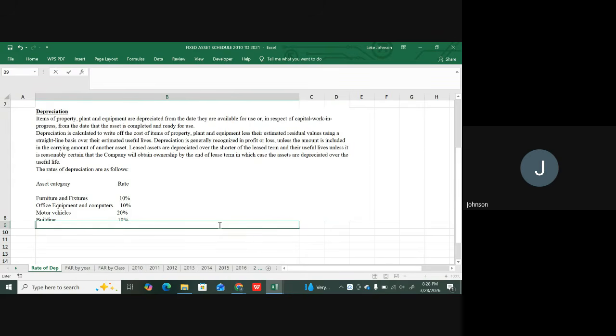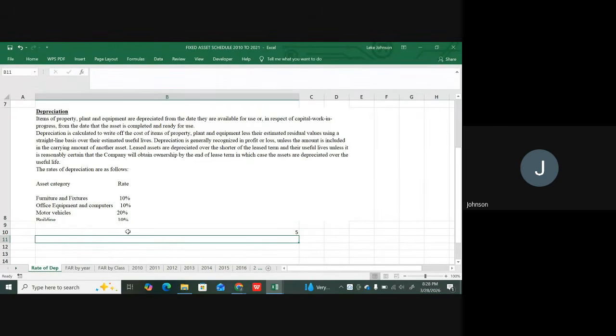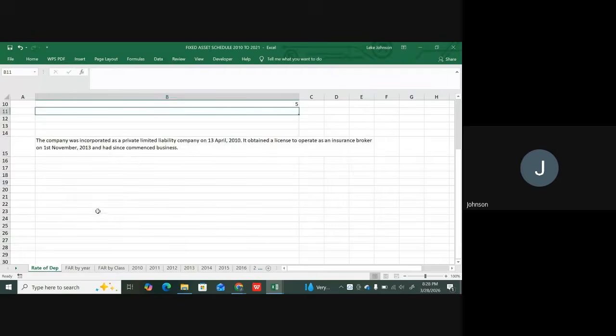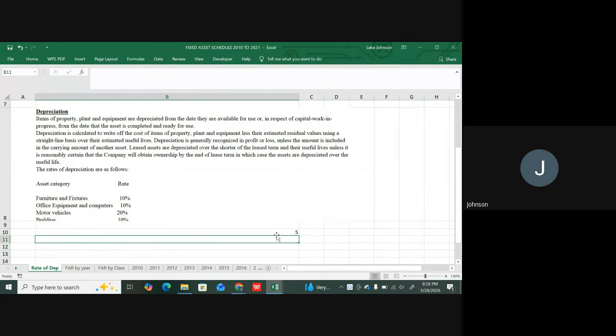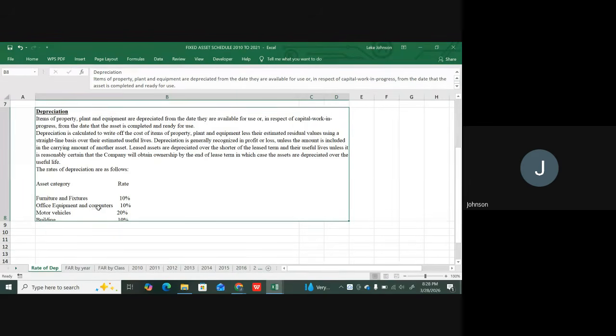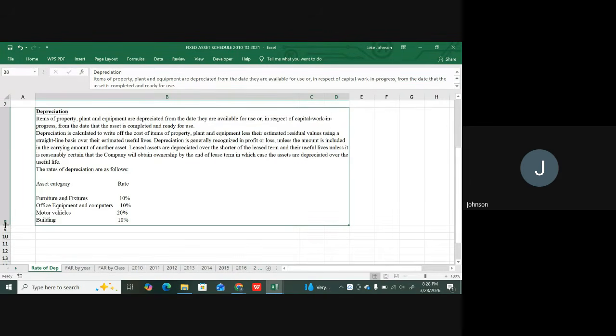for 10 years. Then for motor vehicle, it's going to be 100 divided by 20, which is going to be 5 years. So the motor vehicle is going to be for 5 years, and other assets, majority of them, are 10 years. I think the only one that is 5 years is the motor vehicle account, and that is 20%. So that is the policy of the company.